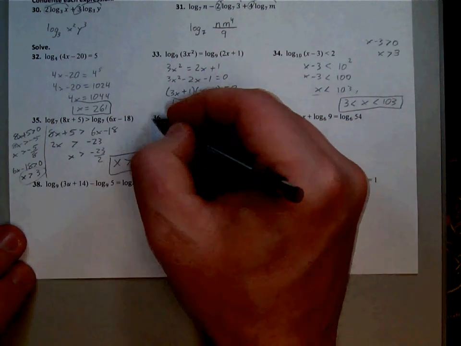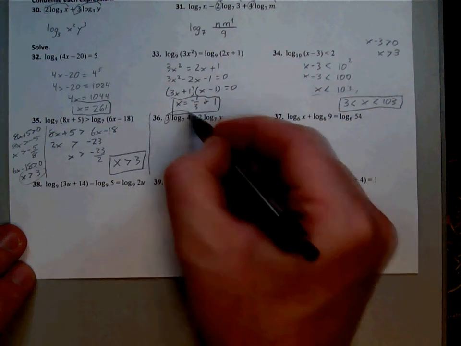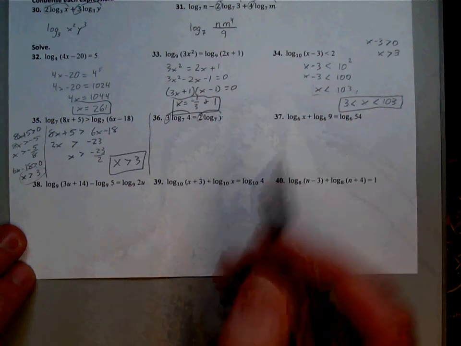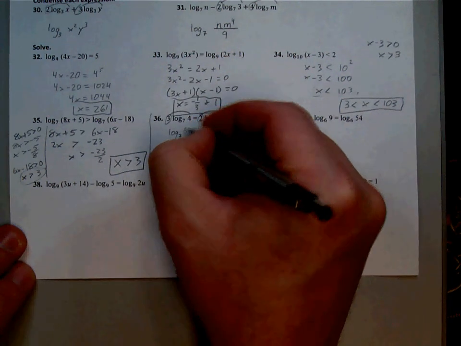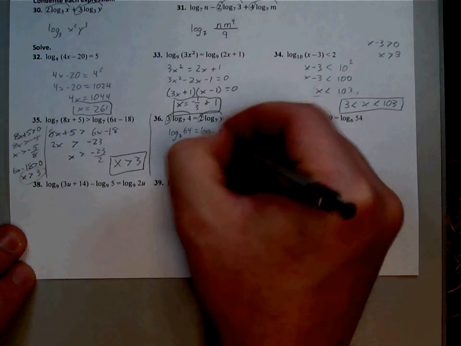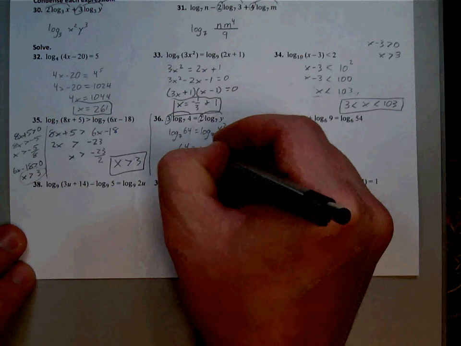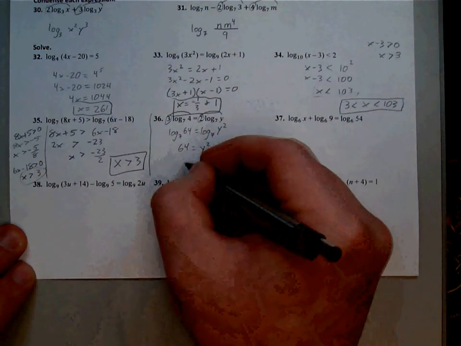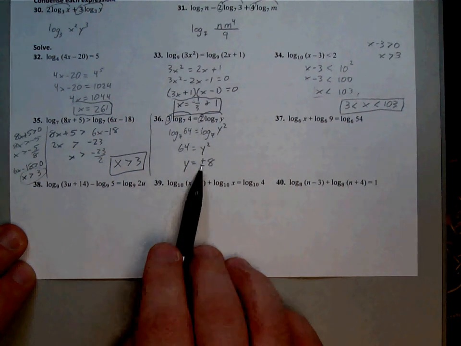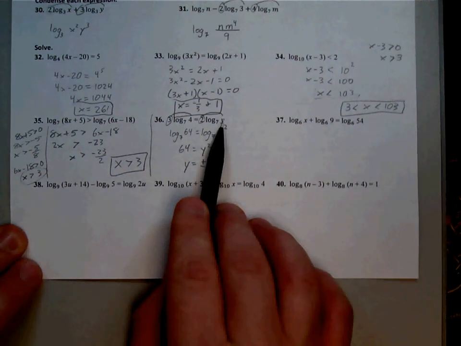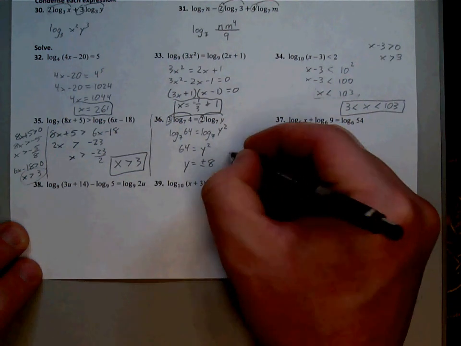Okay, moving on to number 36. I've got the 3 that's going to become an exponent on the 4, the 2 is going to become an exponent on the y. We have to start with that. 4 to the 3rd is 64. We get a y squared, so now 64 equals y squared, square root and plus or minus, so y equals plus or minus 8. But I can't use the negative 8. When I throw that in there, it doesn't work, so we can throw that out, so only the positive 8 is going to work.